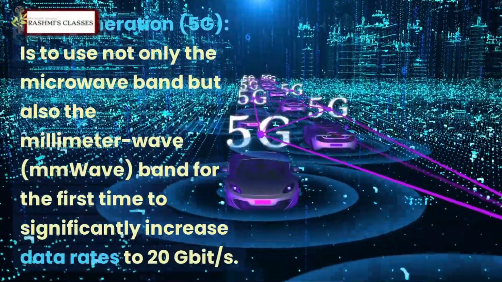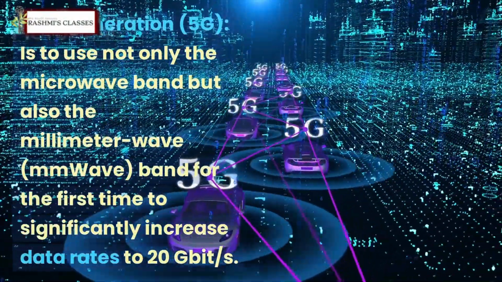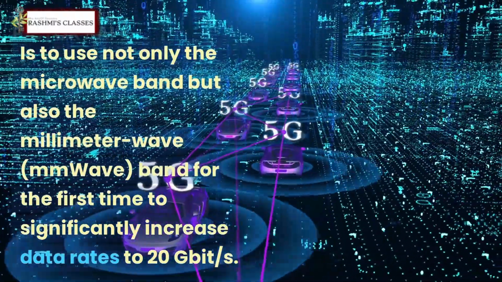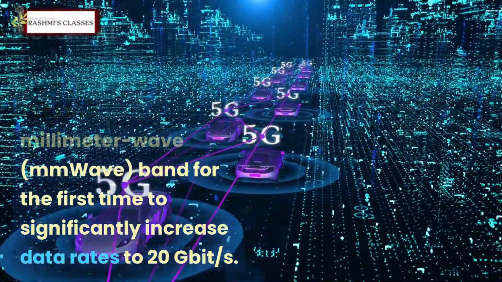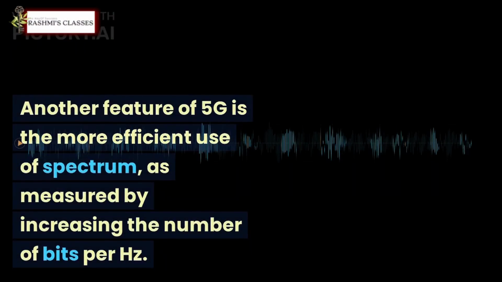Fifth generation, 5G, is to use not only the microwave band but also the millimeter wave (mmWave) band for the first time to significantly increase data rates to 20 gigabits per second. Another feature of 5G is the more efficient use of spectrum, as measured by increasing the number of bits per hertz.